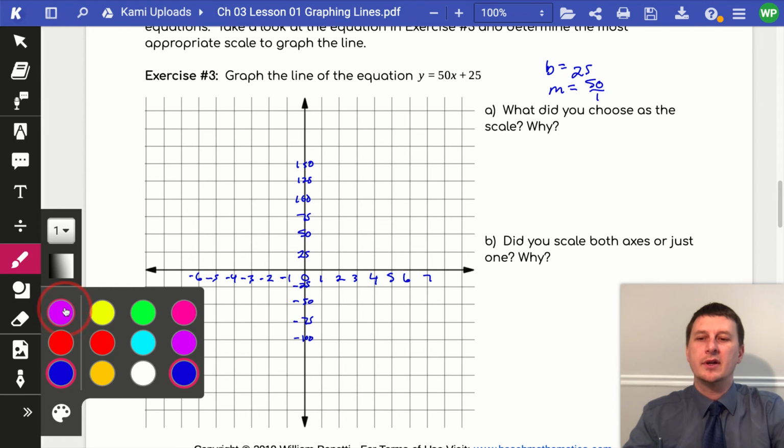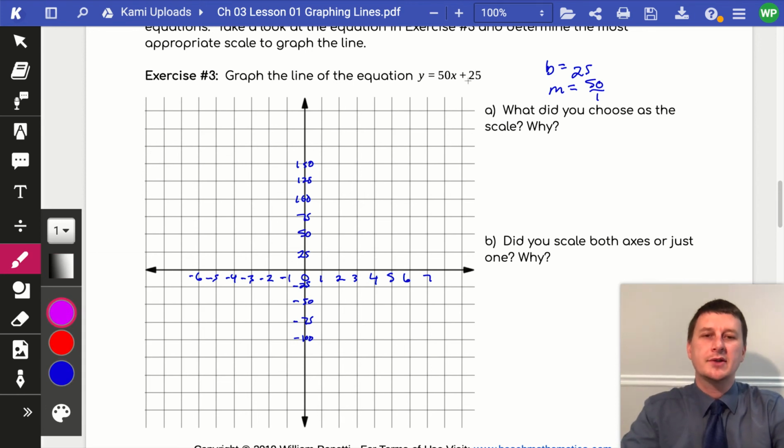So now I have enough information to graph, because now my y-intercept again is 25, so I'm going to start my graph at 25, and then from this point I'm going to move up 50, right 1. Up 50 units, so that's 25, then 50, over 1. So although I'm going up 2 units on the graph, it's really representing 50 units using my scale. So I'm going up 50 over 1, 50 over 1, 50 over 1.